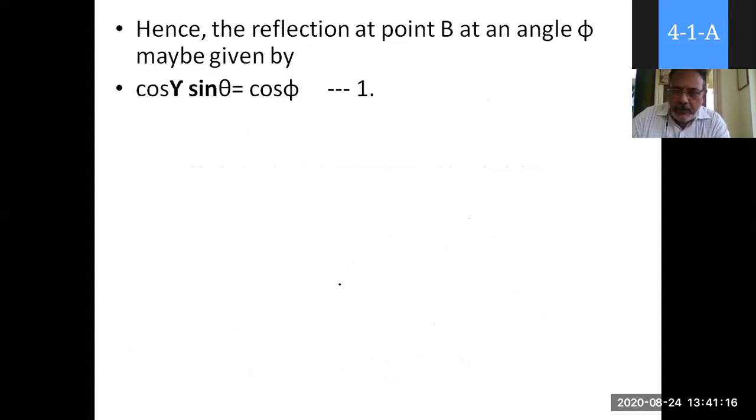So that expression is the reflection at point B at an angle phi, which may be given by cos gamma sin theta is equal to cos alpha. Here, I simplified it, where cos phi is the critical angle inside the core, sin theta is the angle of incidence, and cos gamma is what we discussed about the reflection that takes place at point B. So there is a cos gamma factor multiplied with this, that is the point here.